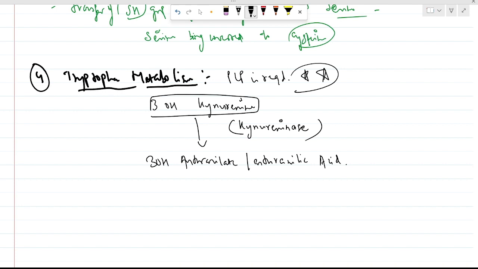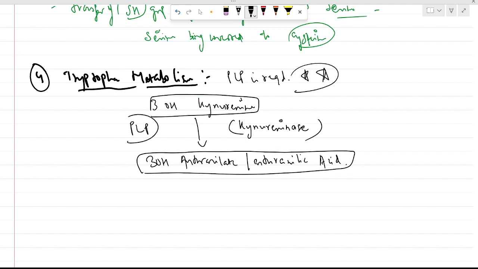3-hydroxykynurenine, in presence of kynureninase, forms 3-hydroxyanthranilate or anthranilic acid. This requires PLP, pyridoxal pyrophosphate, or simply we can also say pyridoxal phosphate. Commonly we also say pyridoxal phosphate, because kynureninase requires pyridoxal phosphate as coenzyme.